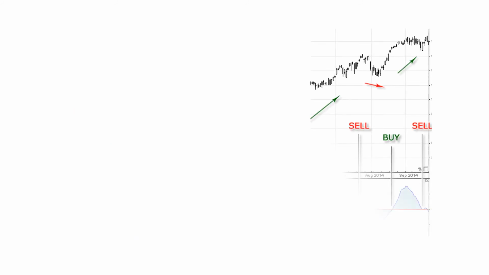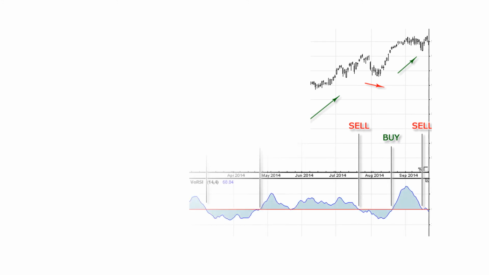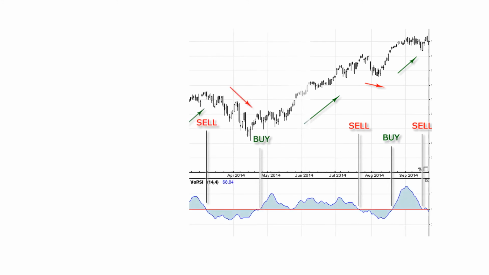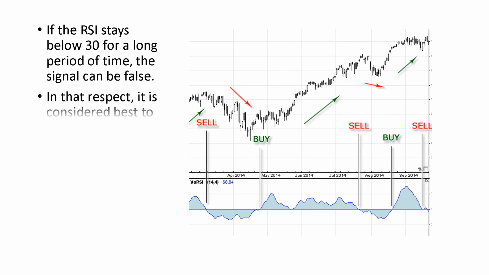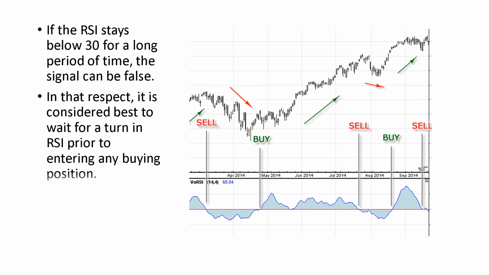Stock prices tend not to remain at the extreme level for long. This provides an excellent system for timing of reversal and for confirmation of other reversal signals. However, it is vital to bear in mind that if the RSI stays below 30 for a long period of time, then this implies that the signal can be false. In that respect, it is considered best to wait for a turn in RSI prior to entering any buying position.